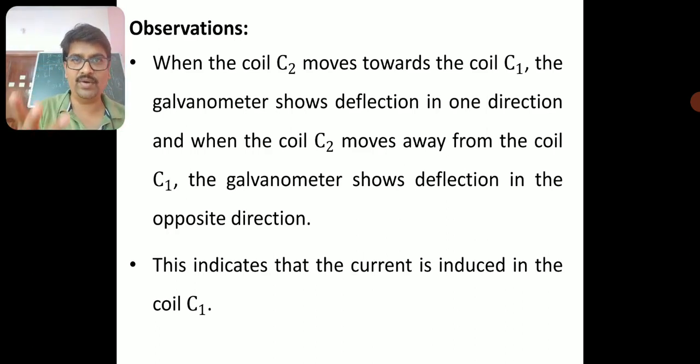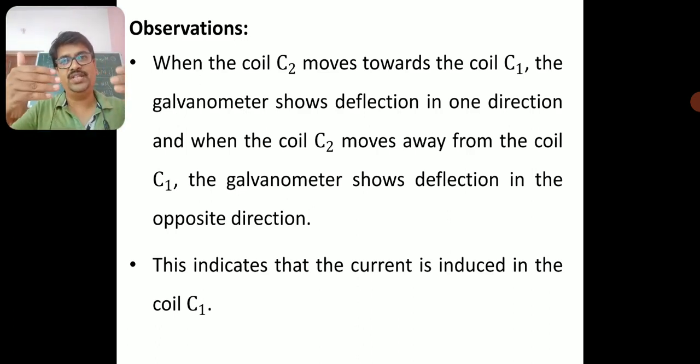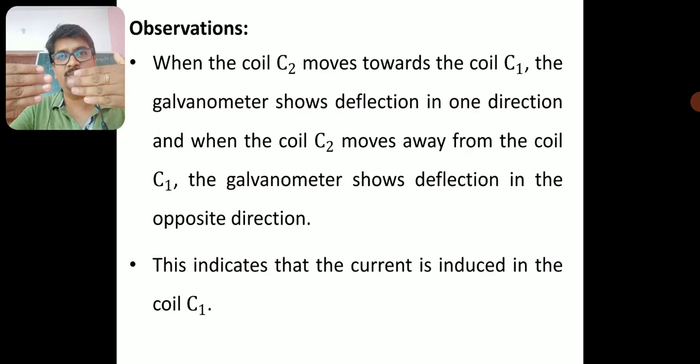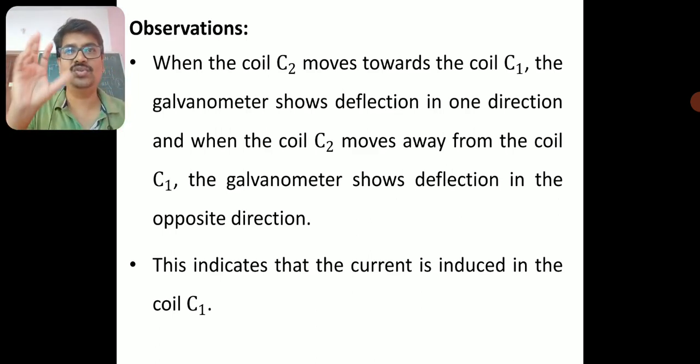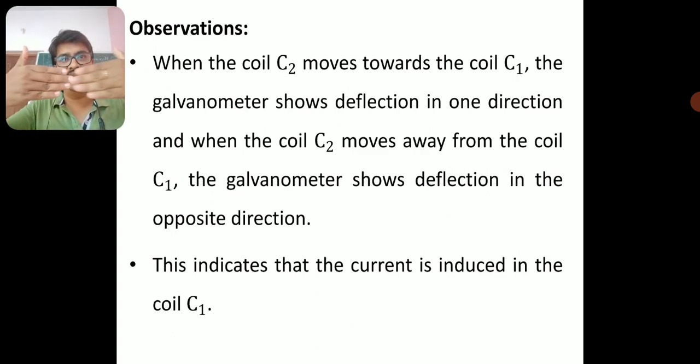Exactly what happened in the previous Coil-Magnet experiment was happening in the Coil-Coil experiment. If C2 moves towards C1, the galvanometer connected to C1 shows deflection in one direction. If C2 moves away from C1, the galvanometer connected to C1 shows deflection in the opposite direction, which clearly says that some current is induced in coil C1. I am moving C2 towards or away from C1, and there is a current induced in C1.